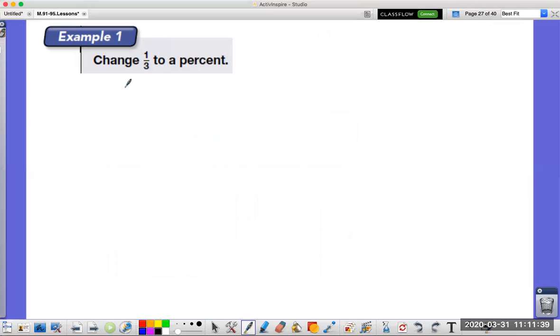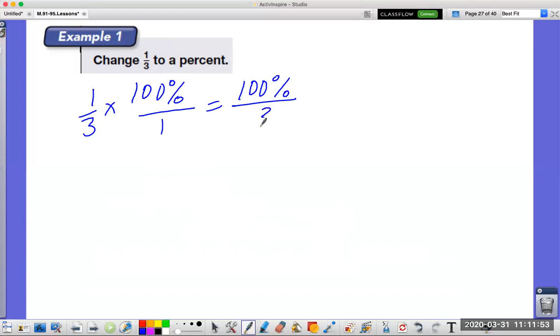So, here we go. We got this one again. So change 1/3 to a percent. So what do we have to do? Remember, 1/3 times 100% over 1. That equals 100% in the numerator. That equals 3 in the denominator. This looks like this. 100% divided by 3. That's 3. This would be 9, because 3 times 3 is 9.